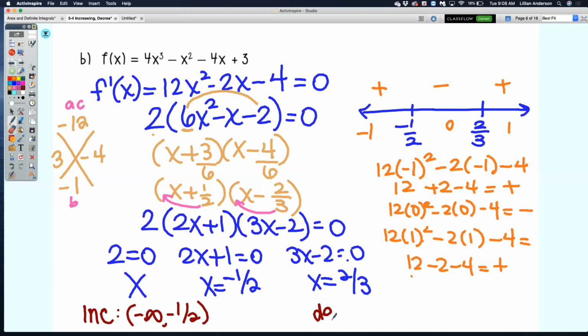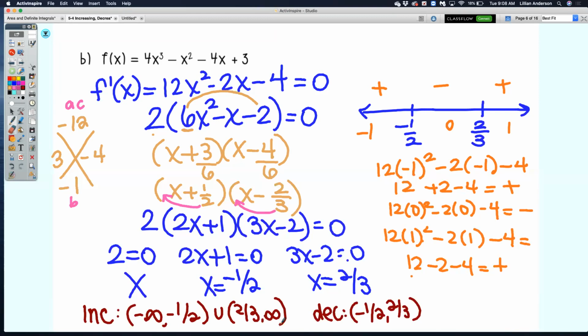Negative 1/2 to positive 2/3. It's decreasing. And then what happens after 2/3? It's 2/3 to infinity. It's increasing from 2/3 to infinity. So I connect those intervals with the union, and I have from 2/3 to infinity.